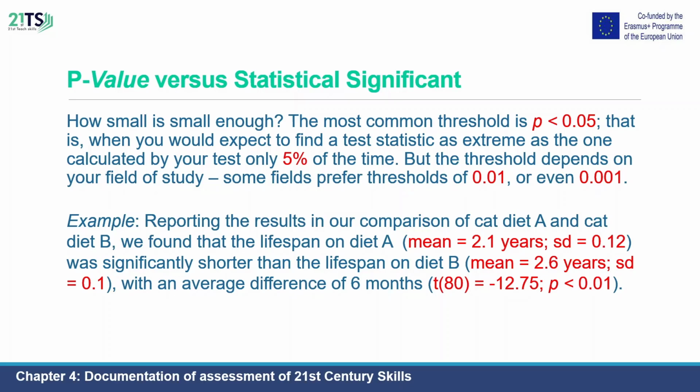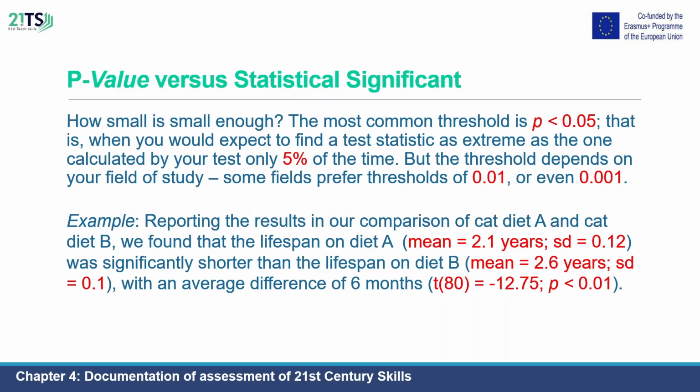The most common threshold is p lower than 0.05. That is, when you could expect to find a test statistic as extreme as the one calculated by your test only 5% of the times. But the threshold depends on your field of study.